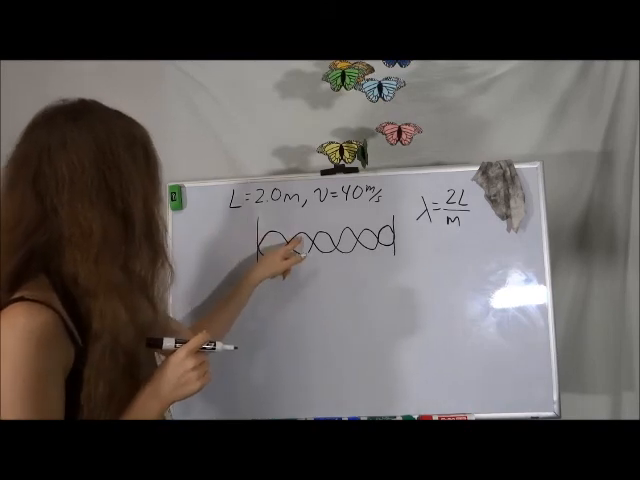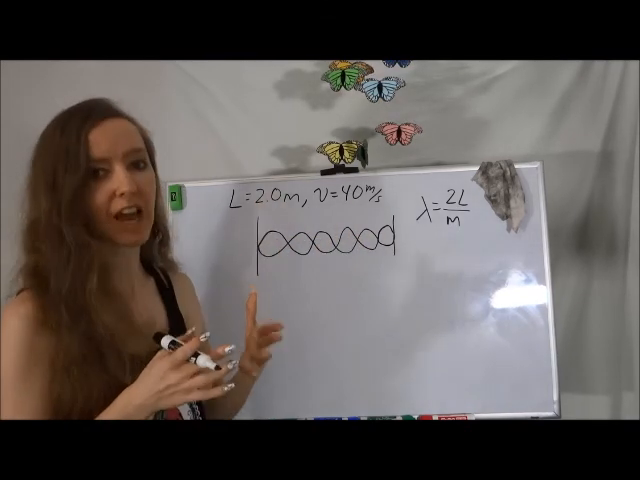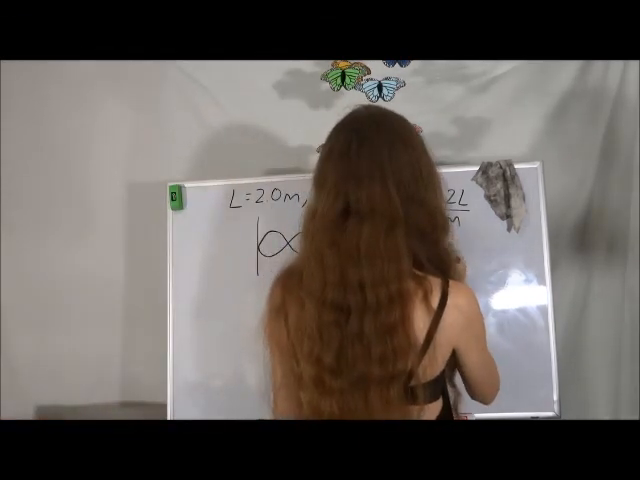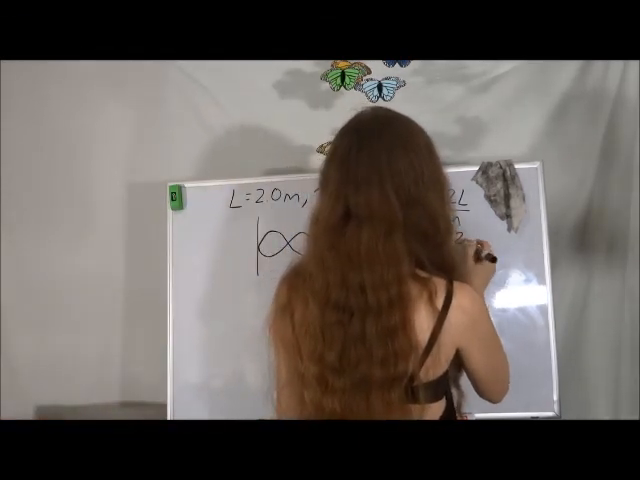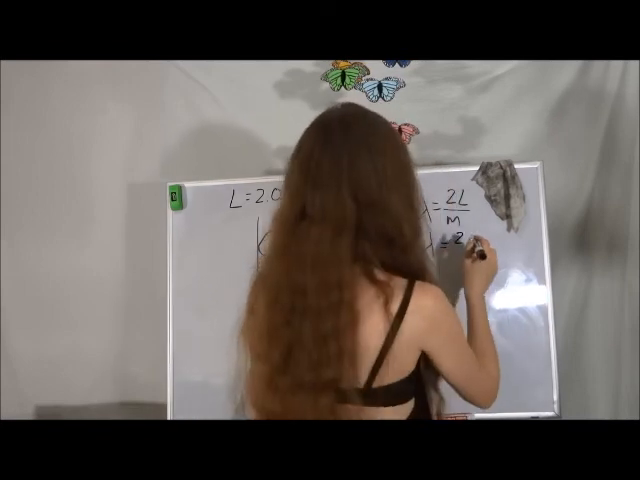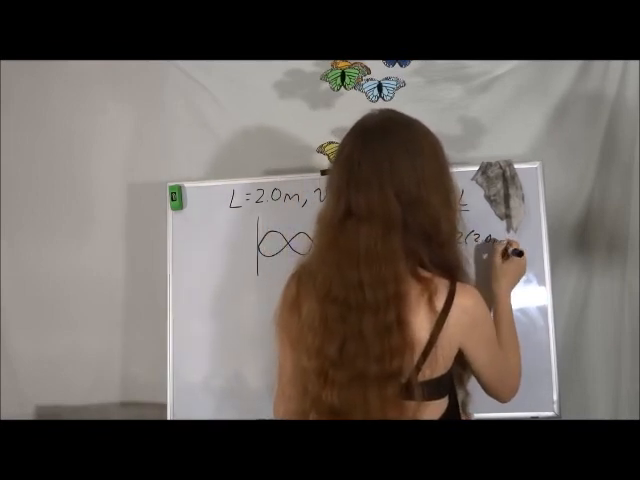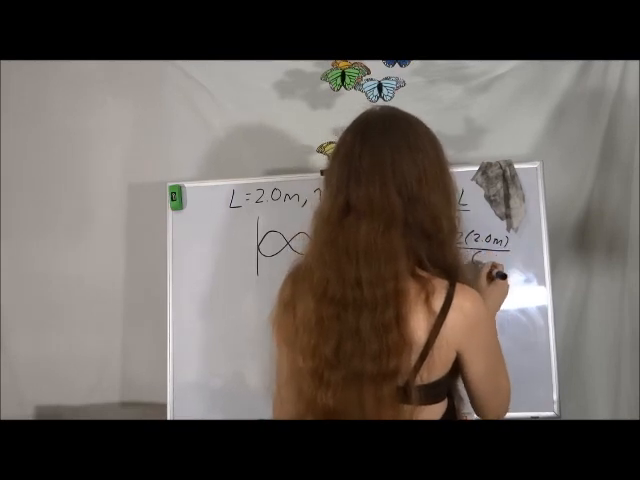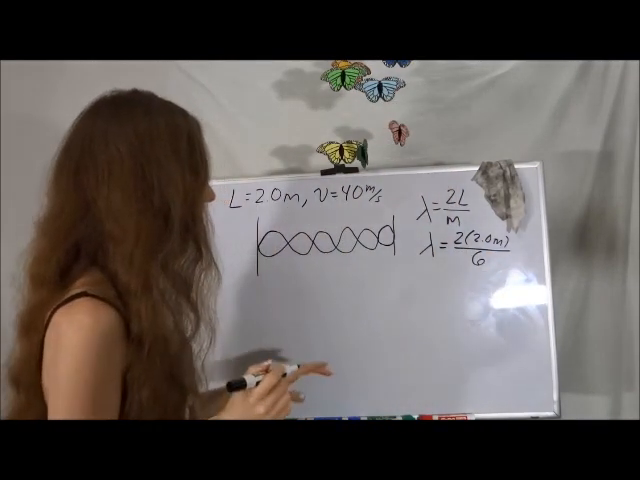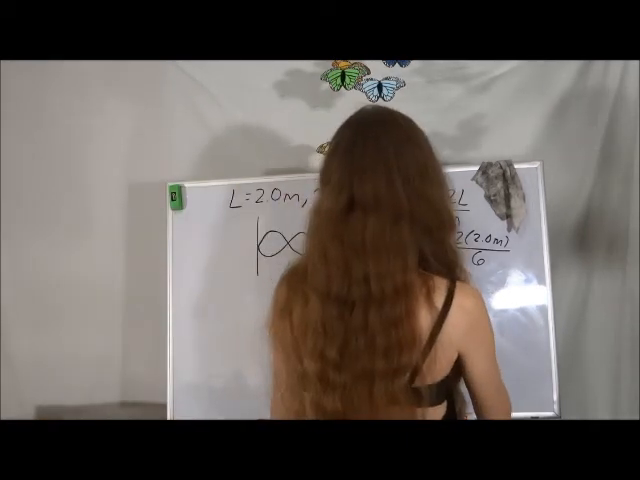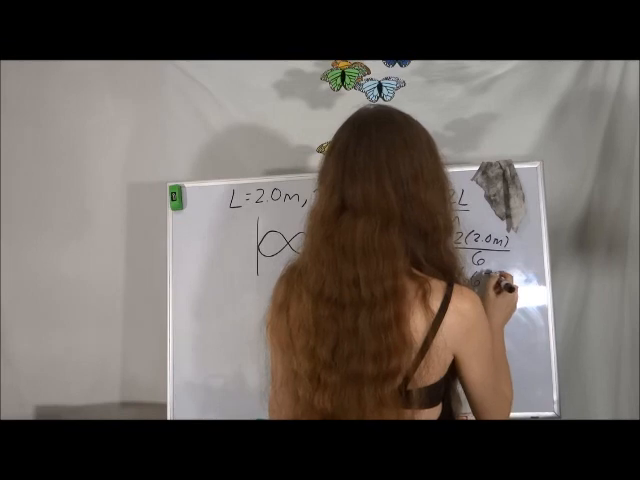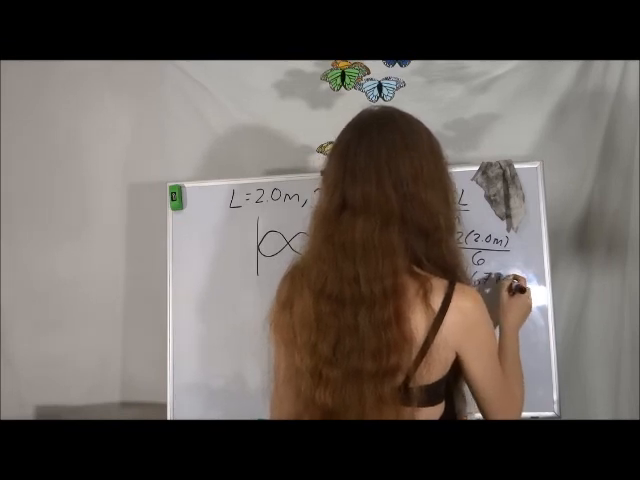You can think about it either way, they're equivalent. So we have 1, 2, 3, 4, 5, 6 half wavelengths or antinodes. And so we're going to have lambda is equal to 2 times, we said our length was 2 meters, so 2.0 meters, divided by, and we have 6 half wavelengths. So this is going to give us lambda is equal to 0.667 meters.